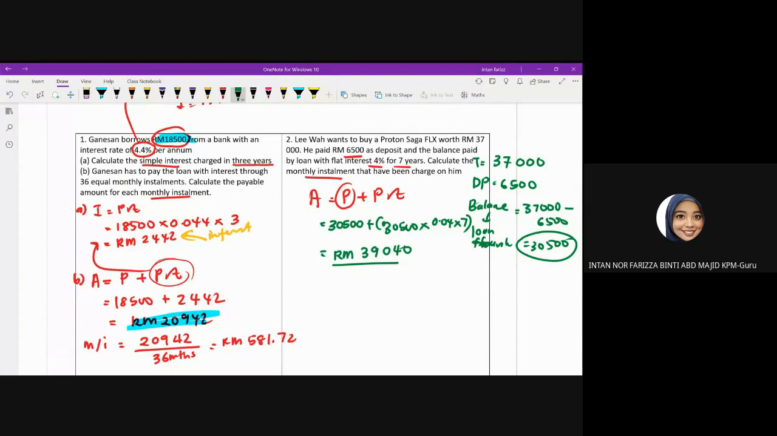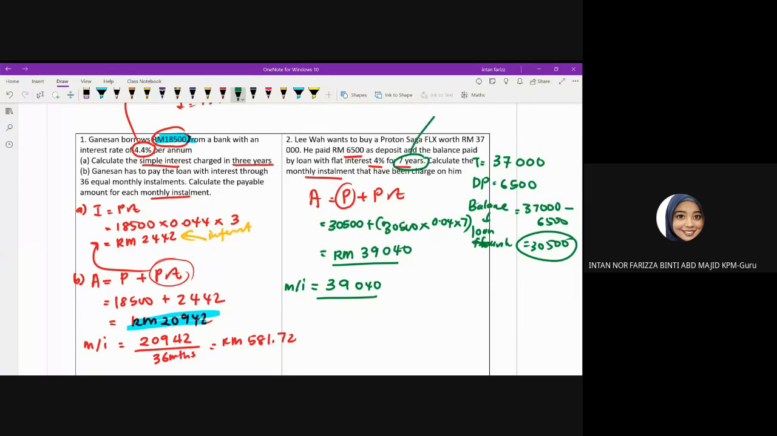Why there's such a big gap there? Because of the interest charged by the bank, and that's how bank makes money. Untunglah dia sebanyak 9,000 lebih dekat situ. Okay, so how to calculate the monthly installment? Soalan ni penting girls. So the 39,040 ringgit divided by the amount of months in that 7 years.